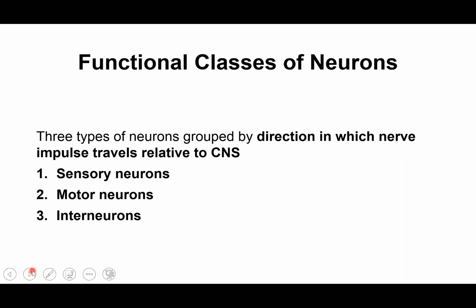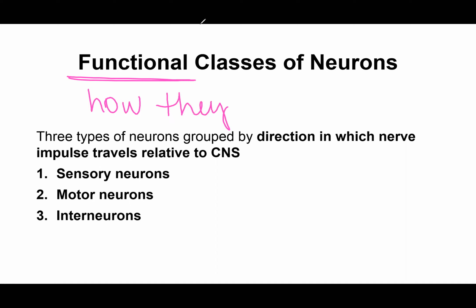Sorry about that. So we also classify them functionally. And functional classes are classes that are made up basically telling us how they work. There's three types of functional classes, and these functional classes are based on the direction that the nerve impulse is going to travel relative to the central nervous system. Those three classes are either going to be sensory neurons, motor neurons, or interneurons.